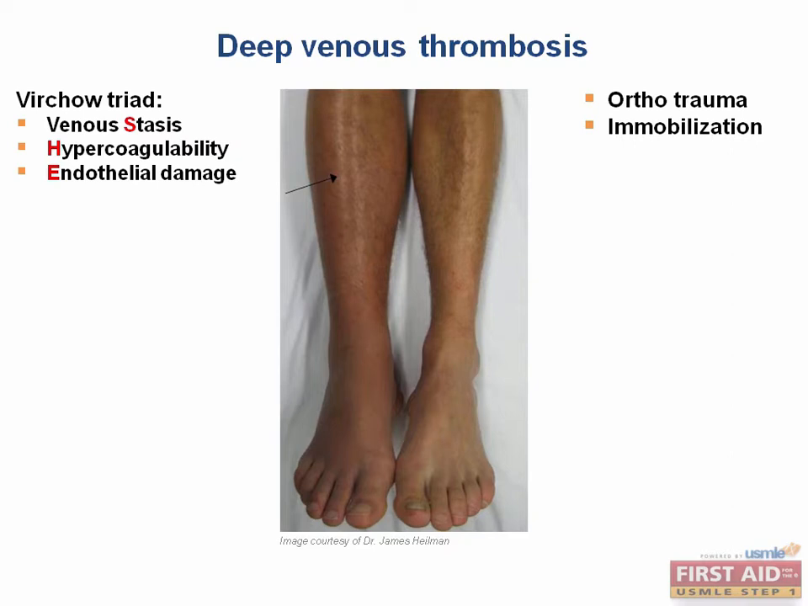In addition, there are many autoimmune disorders that can alter the coagulation cascade. Do you recall from the musculoskeletal section which autoimmune disease can result in hypercoagulability? Lupus, the great imitator.